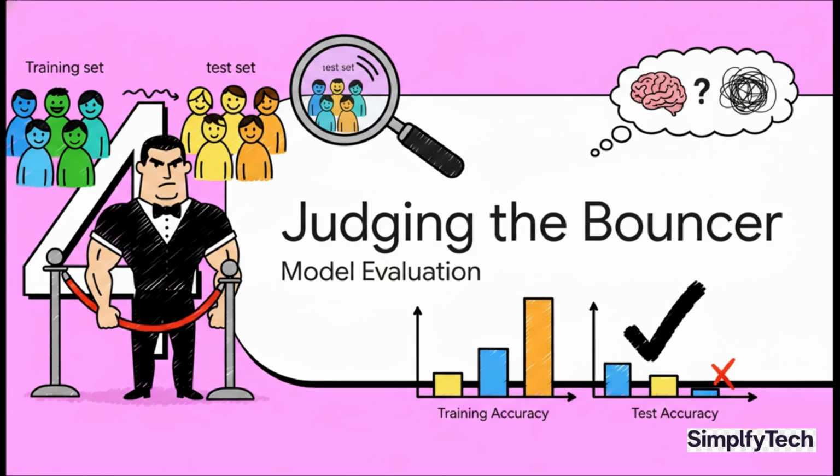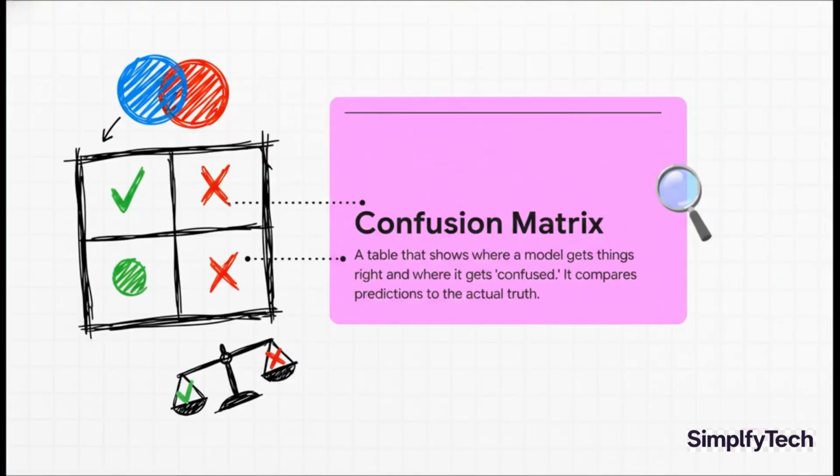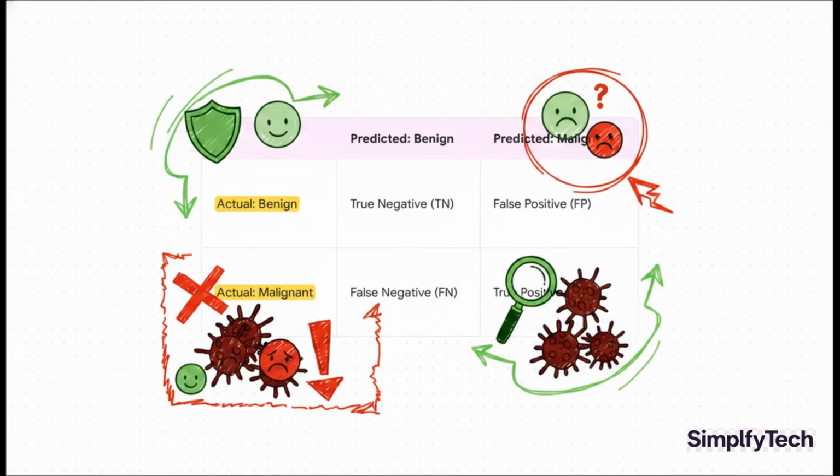Let's find out. And our number one tool for judging our model is something called the confusion matrix. It might sound complicated, but it's just a simple table that gives us an amazing breakdown of our model's performance. It shows us not just what it got right, but exactly how it got things wrong. Let's break this down real quick. The top left and bottom right boxes, those are our wins, true negatives and true positives. The model nailed these. The other two boxes are where the errors happen.